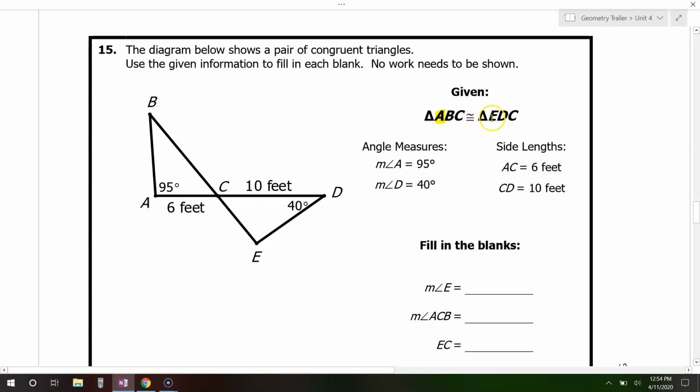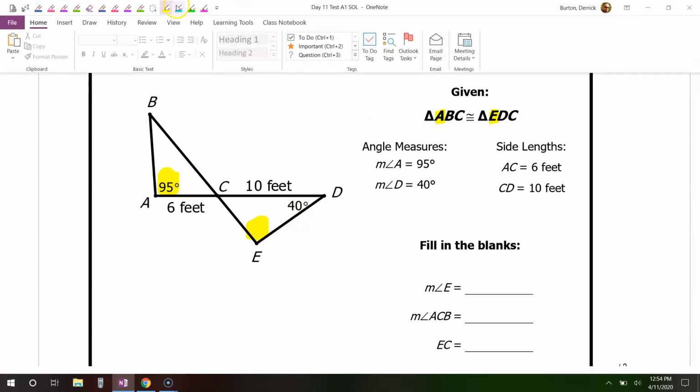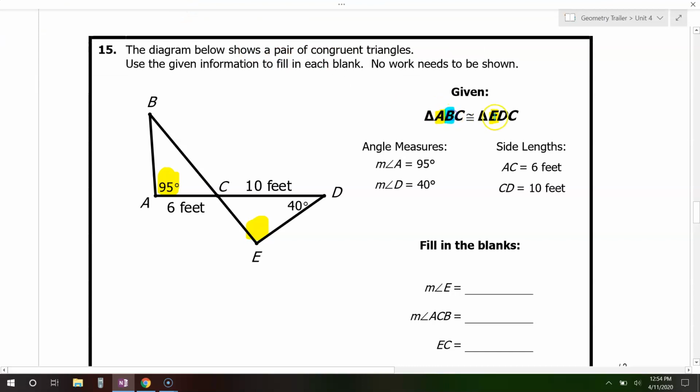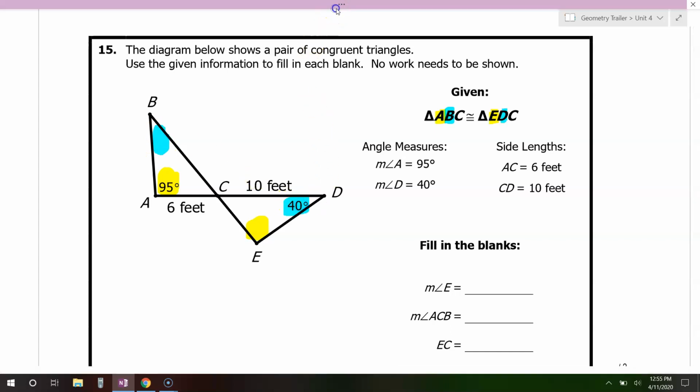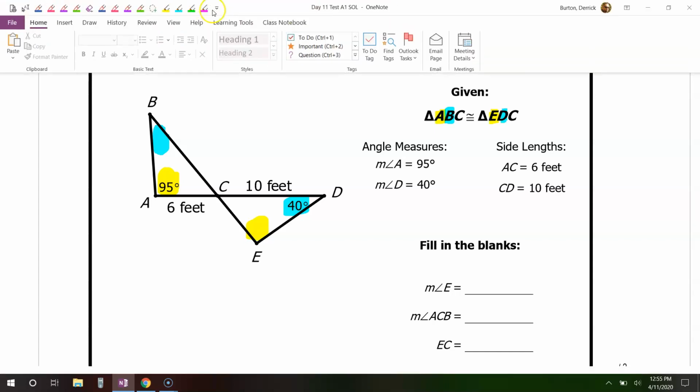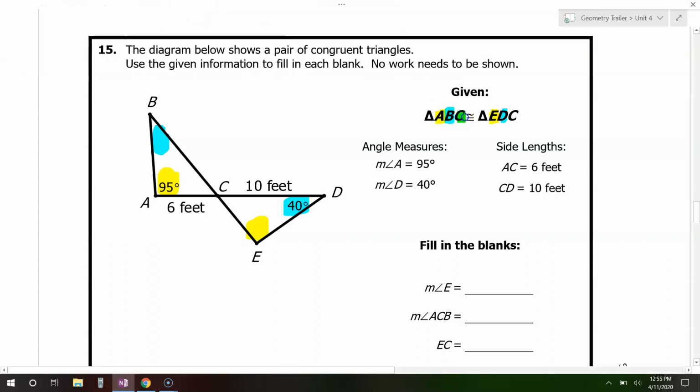Angle A corresponds to angle E. That means those are congruent. So angle A and angle E have to be congruent. Similarly, angle B corresponds with angle D. So that means angle B and angle D are congruent. And of course, that leaves angle C of one triangle corresponding with angle C of the other triangle.